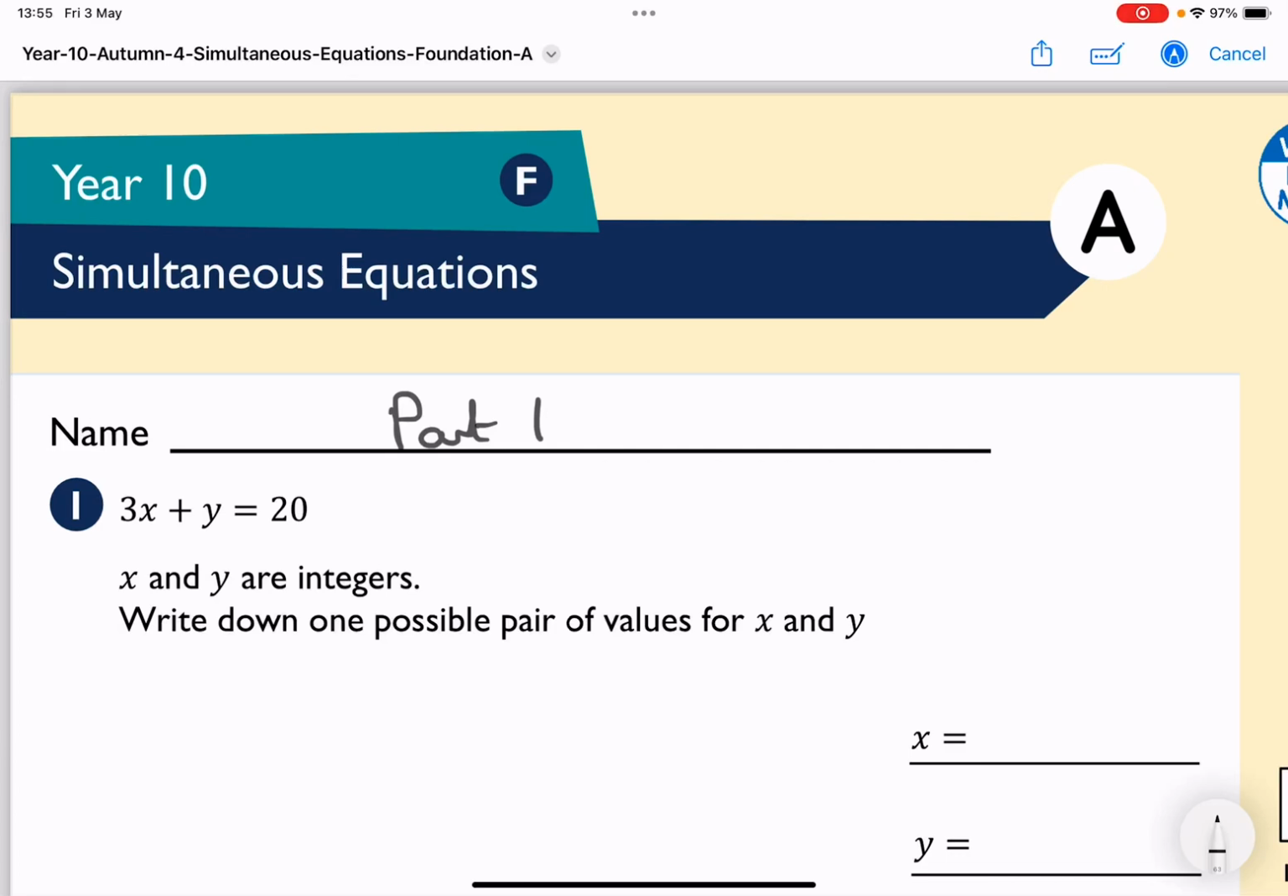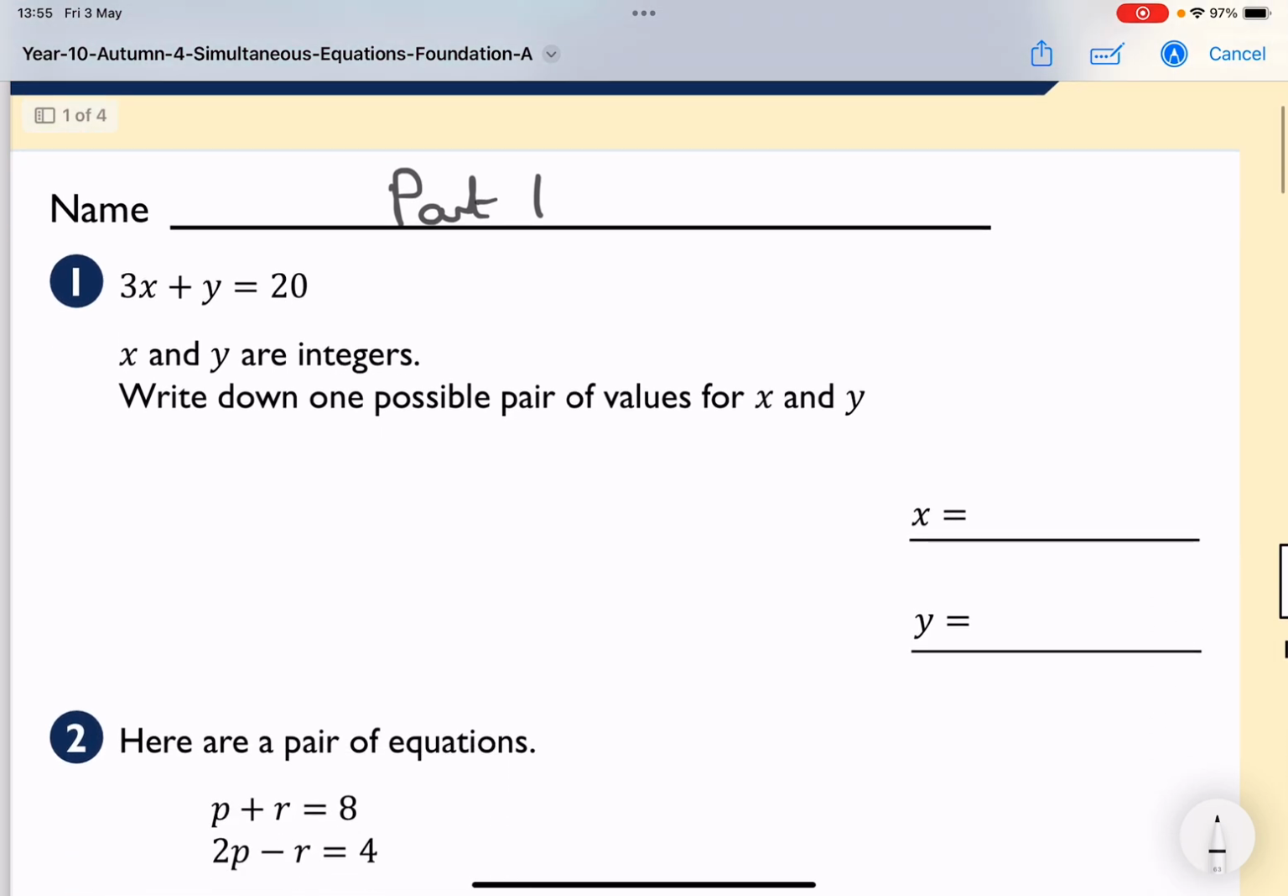Okay, next topic, year 10, simultaneous equations at foundation level. This is part 1. So first of all, we start with 3x plus y equals 20. x and y are integers, and remember that integers are just whole numbers. And write down one possible pair of values for x and y.